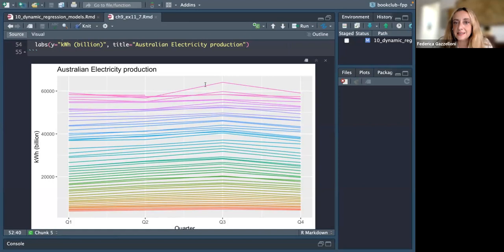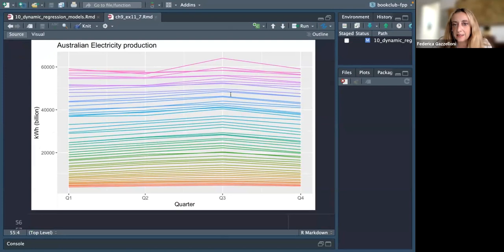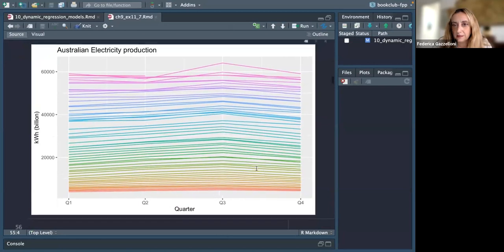We can see that there is a clear repetition within the years. So the use of electricity within one single year, how can I say, the trend, starts going down a bit very slowly in the first quarter, then starts to grow in the second quarter, and then starts decreasing toward the end of the year. So we have a peak in quarter three. And this is something that can clearly be seen in all the previous years.